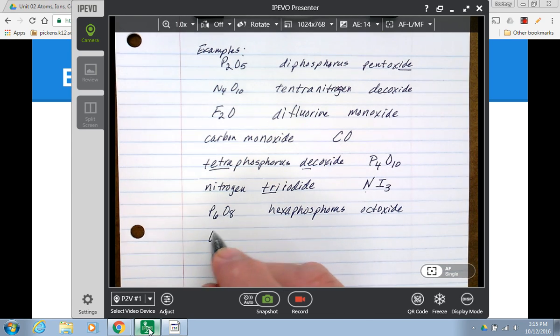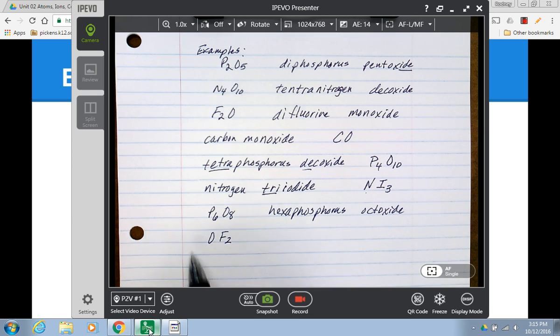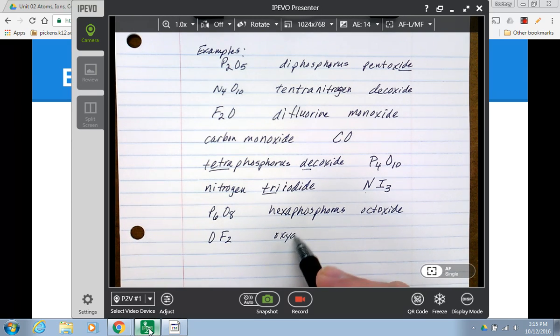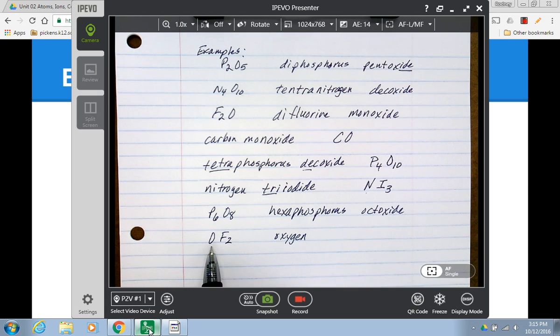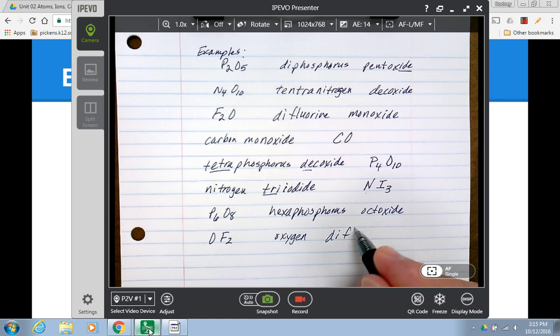And then let's do another one, OF2. So we have oxygen. Now there's one oxygen, so it's mono, but we don't put mono on the first element. So we just leave it as oxygen. And then we have 2, so that's di, and then we have fluoride.